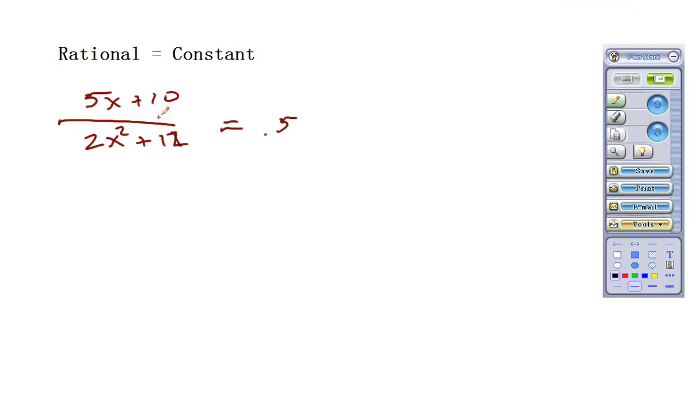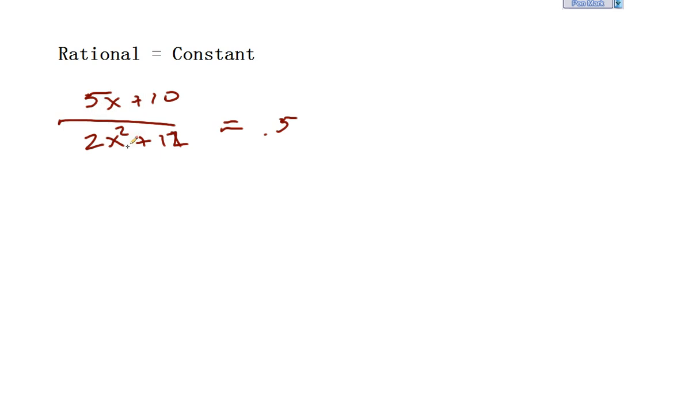Now we have a rational equals a constant. So I have a linear divided by a quadratic equals a constant number. Just remember, a polynomial divided by another polynomial is considered a rational function. So the first thing we've always done is we've cleared the denominator on both sides. So I've multiplied through by 2x squared plus 12 and 2x squared plus 12.